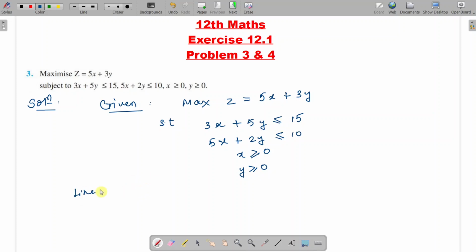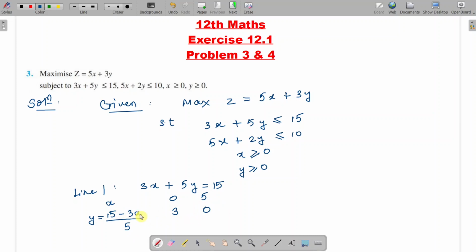So line 1, let us call that line. So line 1 is nothing but 3x plus 5y equal to 15. Okay, so the inequality is converted into equality here. Now let us make the table for this line. So this is x and y will be what? If we take 3x on this side, so y equals 15 minus 3x divided by 5. Okay, now if we take x equal to 0, we will get 15 by 5, which is 3. Then if we take x equal to 5, we will get 15 minus 15 divided by 5, so that is 0 by 5, that is 0.